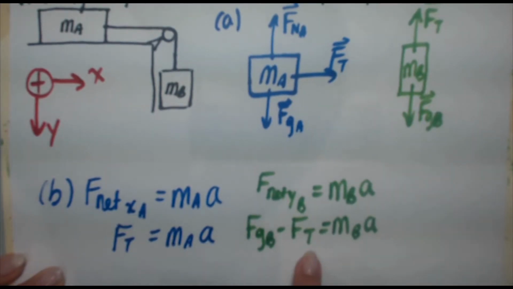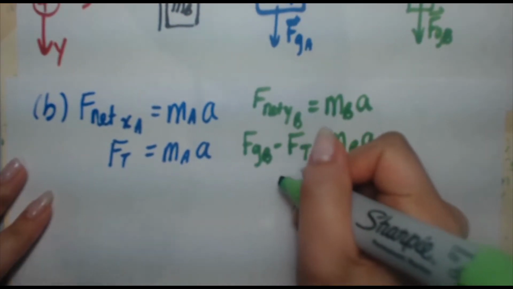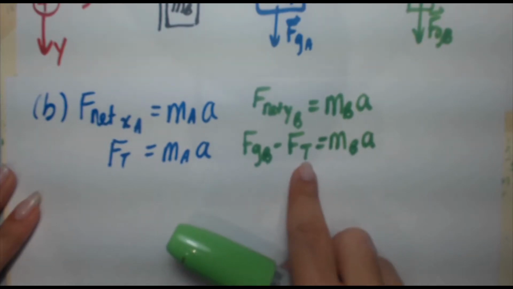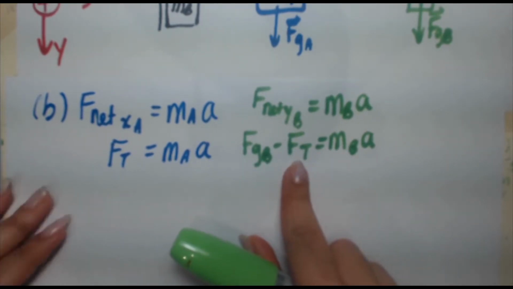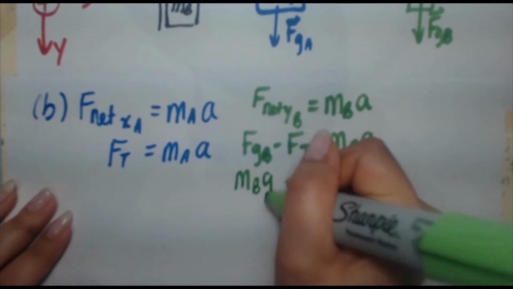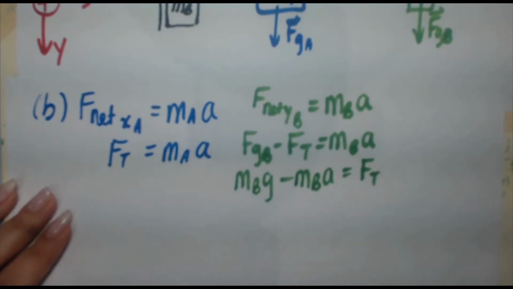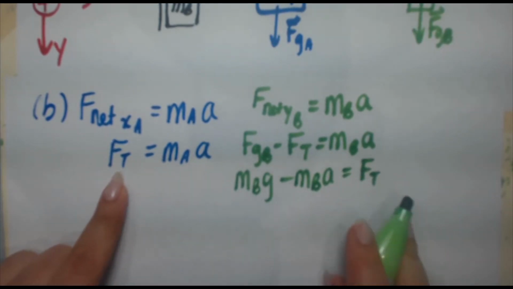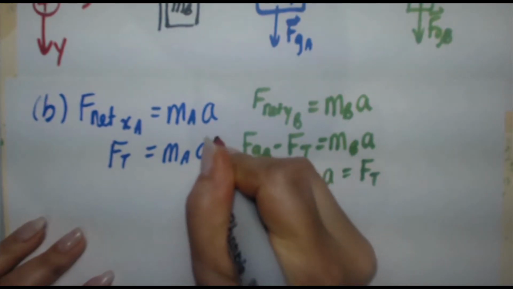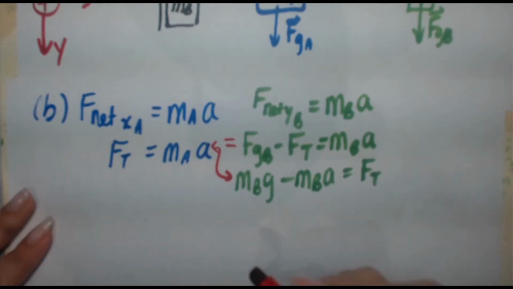Now I'm going to isolate for F_T here. Remember I said two equations and two unknowns, so I'm going to isolate for F_T here and then set these two equations equal to each other. Now F_T right now, if I bring F_GB to the right, I'm going to end up with a negative here. So I'm actually going to bring F_T to the right. So I get F_GB, which is also M_B g, minus M_B a equals F_T. Okay, now this is F_T, this is F_T. So what I'm going to do now is set these two equal to each other, because they're both equal to the force of tension.